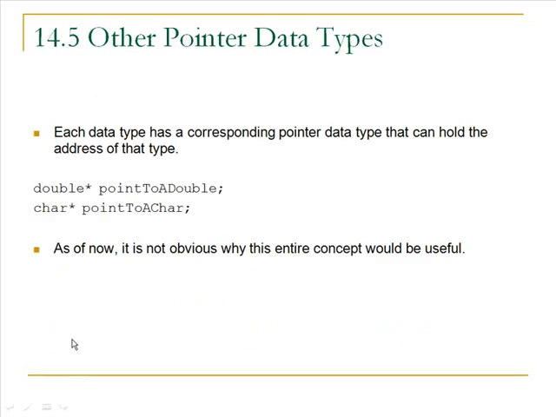You might guess that each data type in C has a corresponding pointer data type that can hold the address of that type. So we have double pointer, char pointer, long pointer.